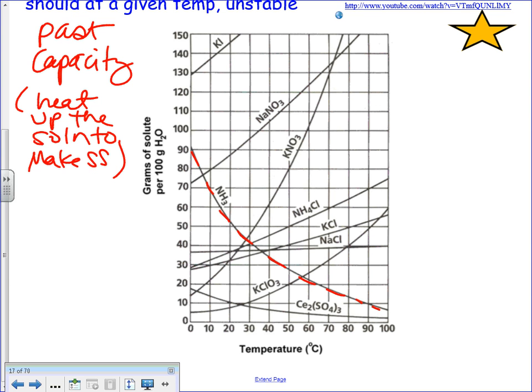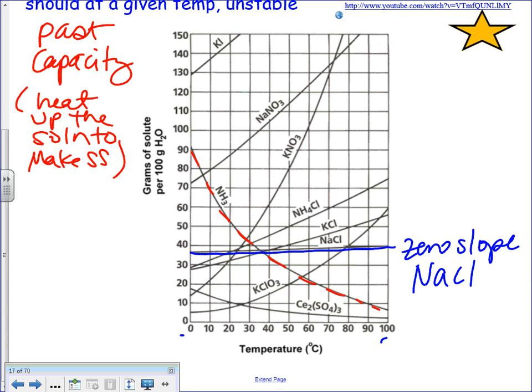Sodium chloride. If you need a colorful pen, try to use something of a different color, you'll be able to see it better. So here's mine right here. Anything that's pretty zero in slope. So sodium chloride in this case would be our one that's least affected by temperature change. Approximately the same amount will dissolve from 0 degrees Celsius to 100 degrees Celsius. It doesn't really change. Okay, for the next one.